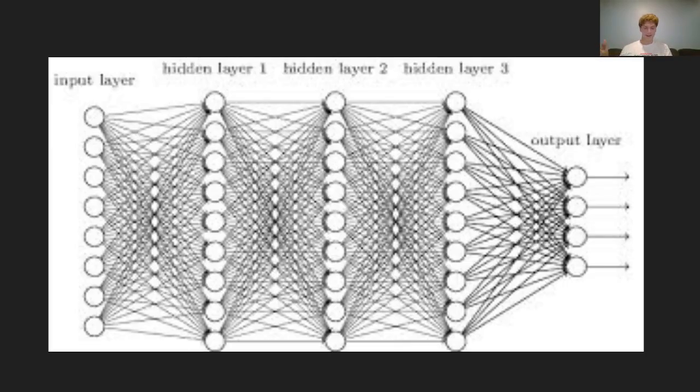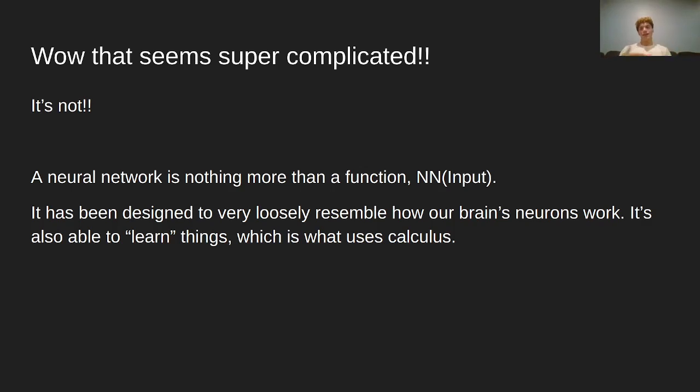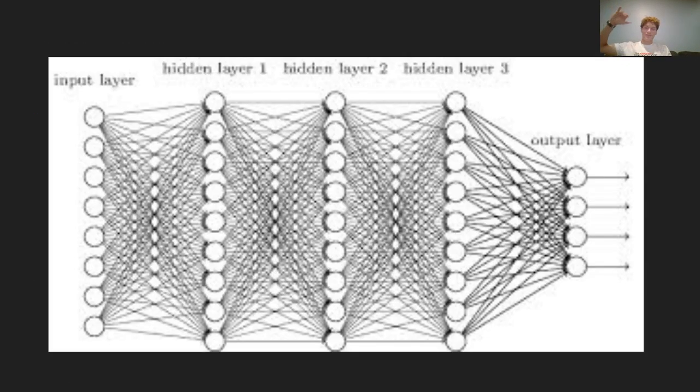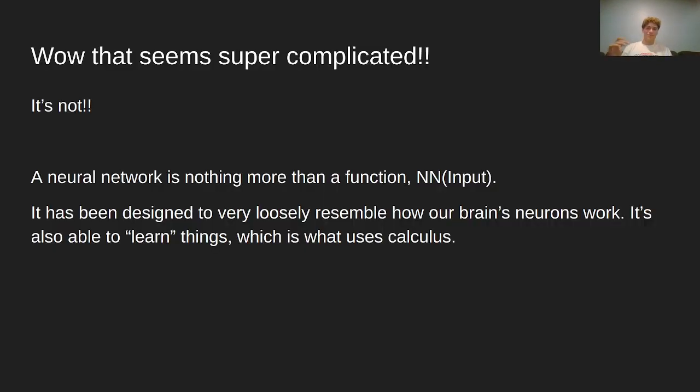There's a lot here. You can ignore most of it. It's just a function. It takes an input, gives output. It's very loosely based on how our brains work, because you can kind of see the neurons all connect together in some way. But it's really just a math function. That's all you need to know.